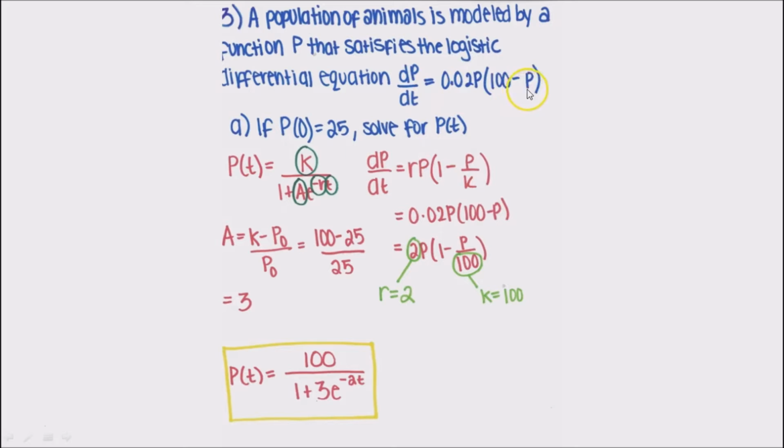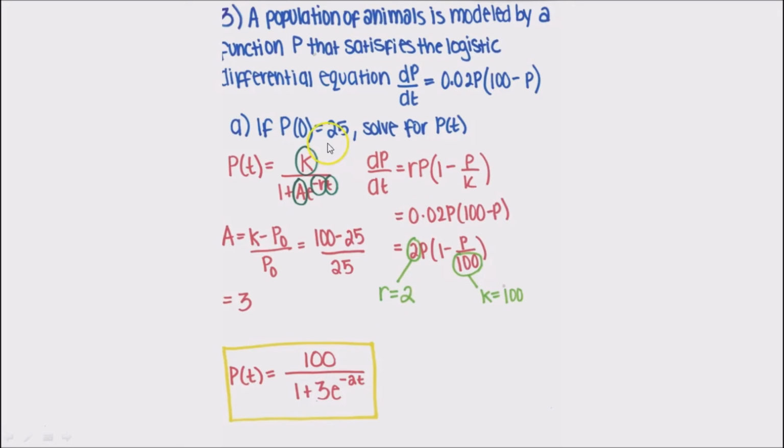In this form, we know that K is equal to 100, but we don't know exactly what R is. So we need to get it into this form where it's equal to RP times 1 minus P over K. In order to rearrange it into this form, I just took out the 100 from the parentheses, and you get 2P times 1 minus P over 100. So R is equal to 2 and K is equal to 100.